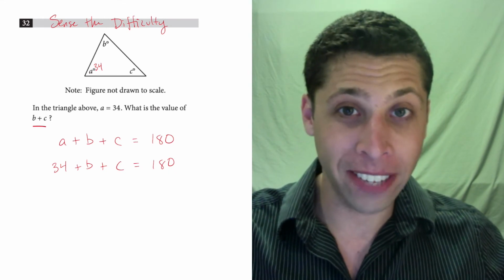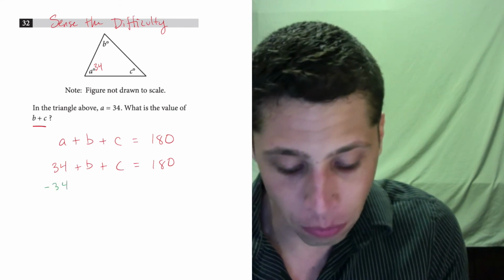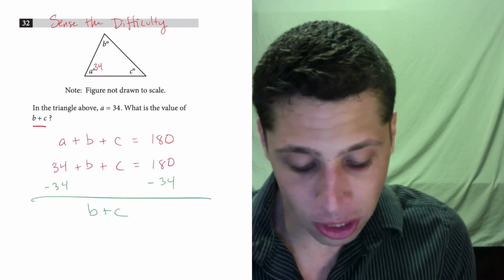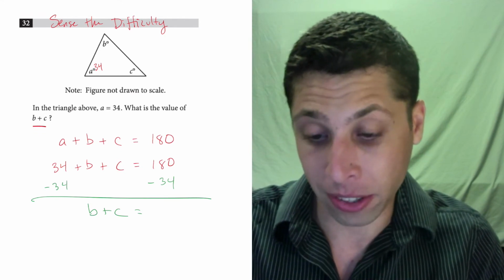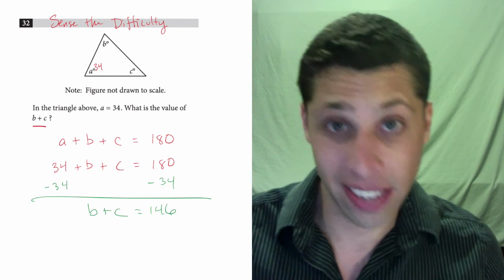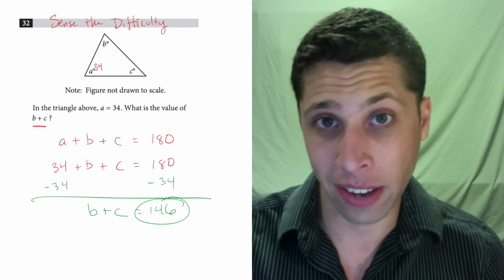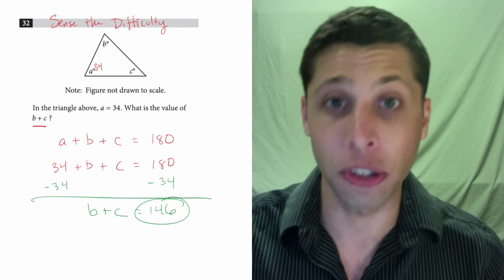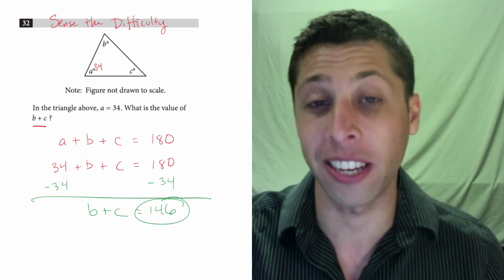Hopefully then your algebra instincts kick in and you're like, okay, well, I should probably subtract 34 from both sides. And that's going to leave us with just B plus C on this side. And you can use your calculator. 180 minus 34 is 146. And that's the answer. Notice we never have to find angle B or angle C. In fact, it's actually impossible to find each of those. We just don't have any information that would give us a clue about what B versus C is.